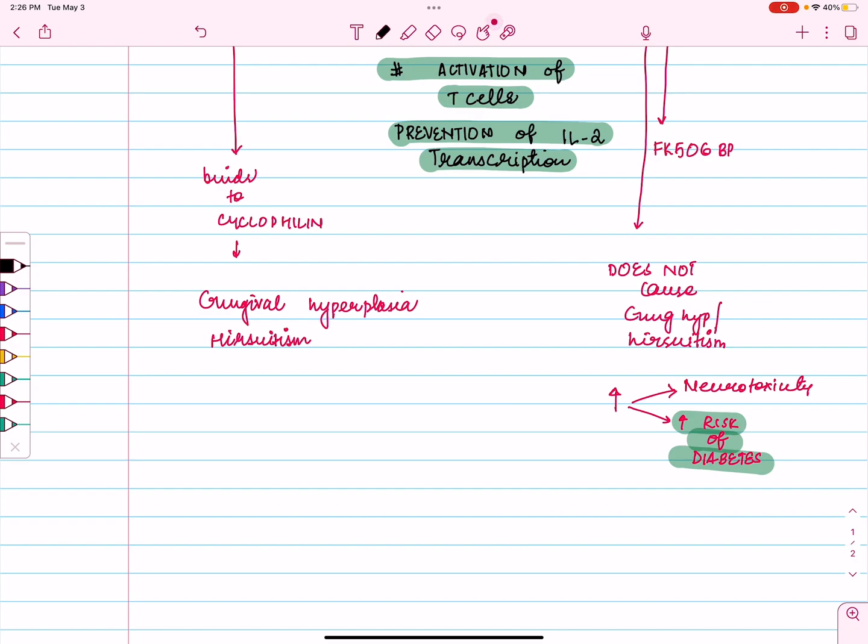What are the other side effects of cyclosporine? Your answer will be hypertension, hyperlipidemia, nephrotoxicity, alright? Other side effects of tacrolimus are similar to cyclosporine, so they would be nephrotoxicity, hypertension, hyperlipidemia. But remember, gingival hyperplasia as well as hirsutism is not seen in case of tacrolimus. Alright. So remember these points regarding cyclosporine and tacrolimus.